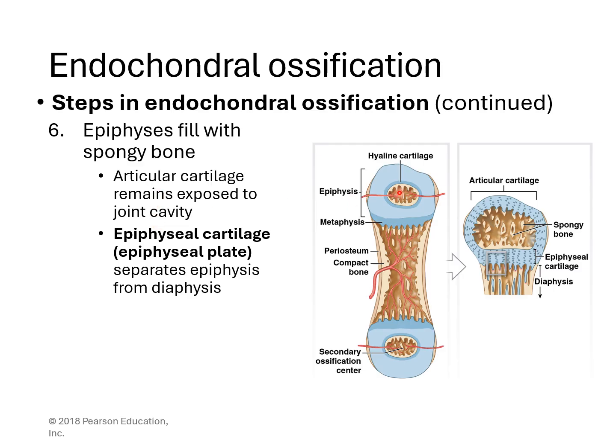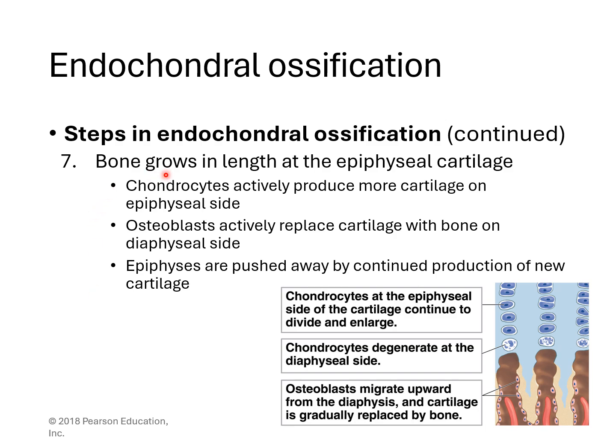Between the primary growth center and the secondary growth center, you have an epiphyseal cartilage that forms the epiphyseal plate. And this is the separation between the ends and the shaft. And then finally, the bone grows in length at the epiphyseal cartilage. The chondrocytes actively produce more cartilage on the epiphyseal side. The osteoblasts actively replace the cartilage with bone on the diaphysis side. And then the epiphyses are pushed away by continued production of new cartilage. And this is how they continue to grow in length during this time period.